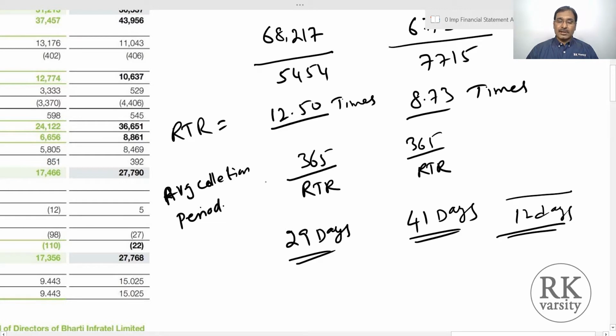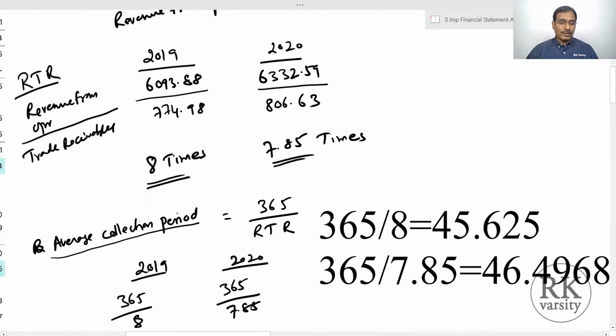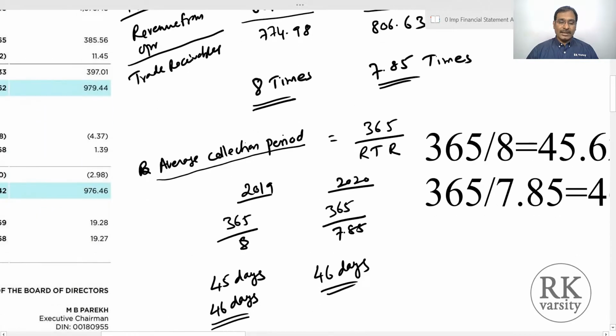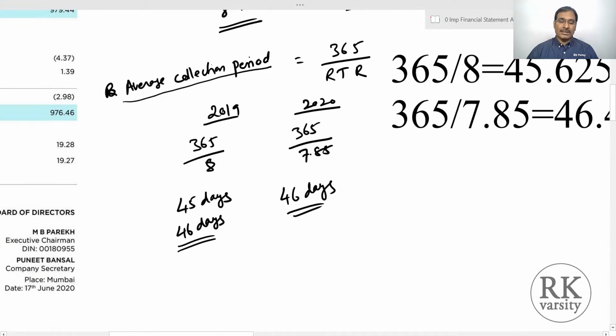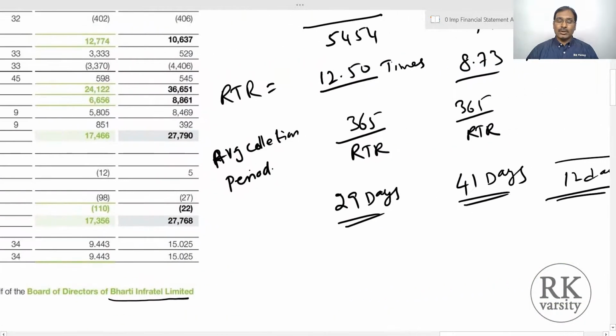If the receivables turnover ratio is low, it indicates that the company is taking much time to collect its receivables. In the sense, maybe they had a problem or issue with their customers, or they are pushing sales to the customers and not able to collect the revenues. So this is how you need to calculate the receivables turnover ratio of companies, and these ratios vary from one company to another. In the case of Pidilite, we saw that the average collection period is 45 days, whereas in Bharti Infratel in 2019 the average collection period is only 29 days.